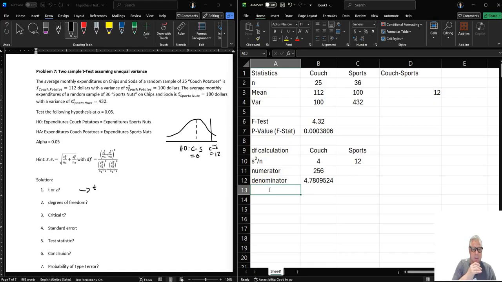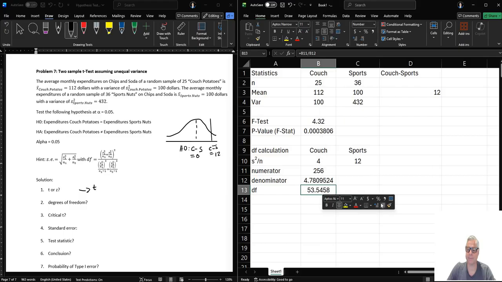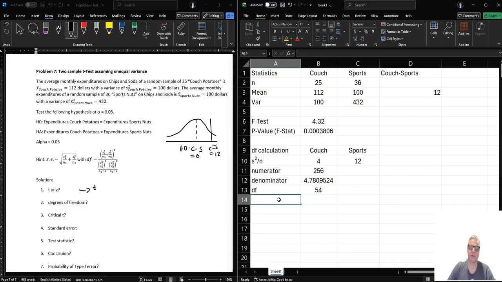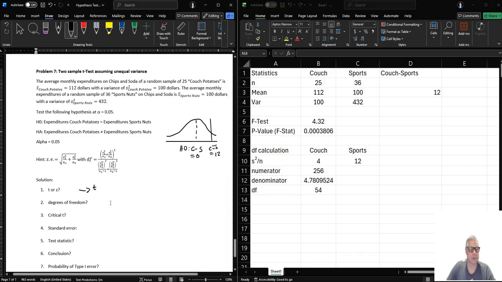Okay. So the degrees of freedom are 256 divided by the 4.7. Okay, so now we have to round up. So we have 54 degrees of freedom. So you always round up. So degrees of freedom, we have 54.